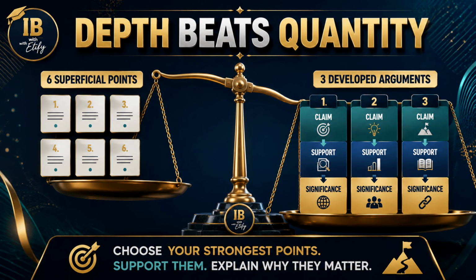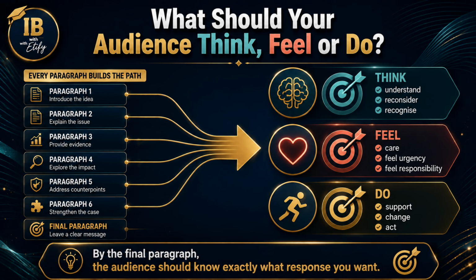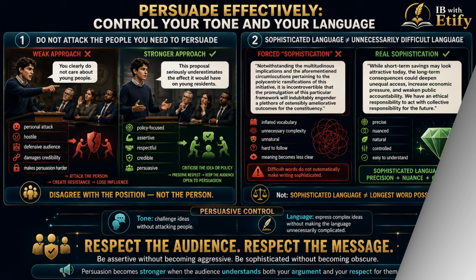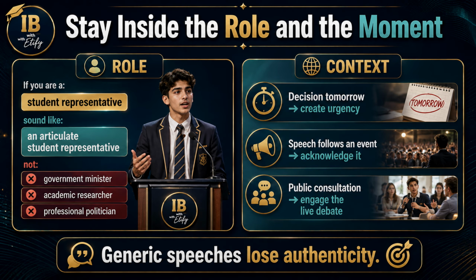Do not list ideas without developing them. Choose your strongest points, support them, and explain why they matter. Do not lose sight of your purpose. By the final paragraph, the audience should know exactly what you want them to think, feel, or do. Do not attack the people you need to persuade. Do not confuse sophisticated language with unnecessarily difficult vocabulary. Do not forget your role. If the task says you are a student representative, sound like an articulate student representative.